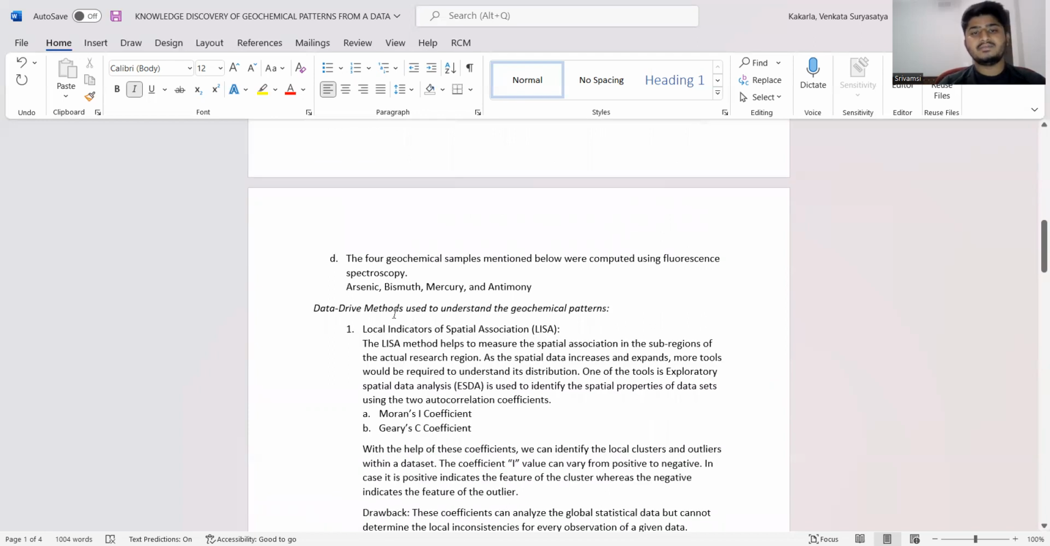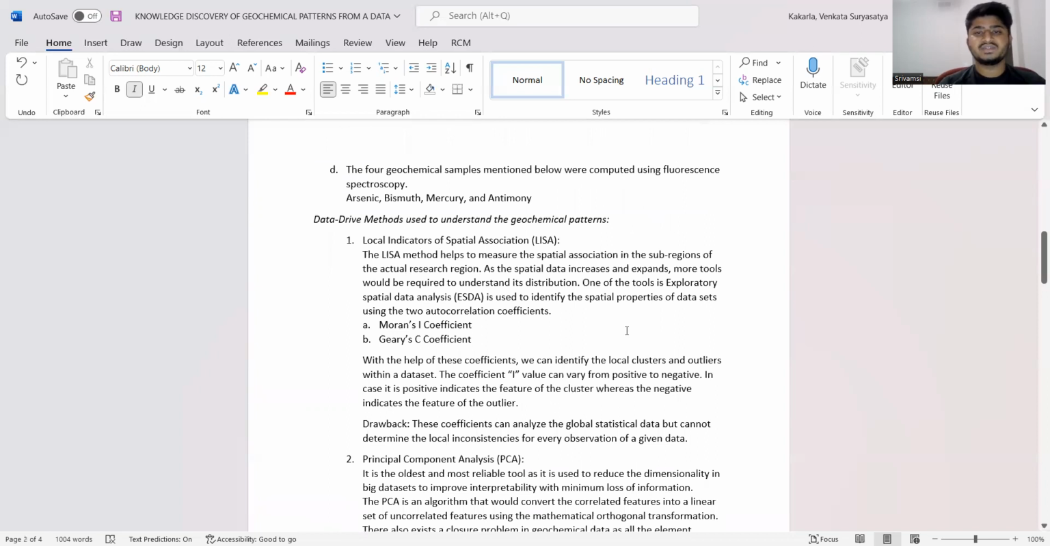Coming to the data-driven methods used to understand the geochemical patterns, the first one is LISA. LISA stands for local indicators of spatial association. The LISA method helped to measure the spatial association in the subregions of the actual research region. As the spatial data increases and expands, more tools would be required to understand its distribution. One of the tools is exploratory spatial data analysis.